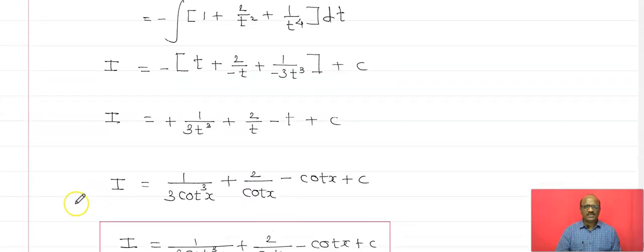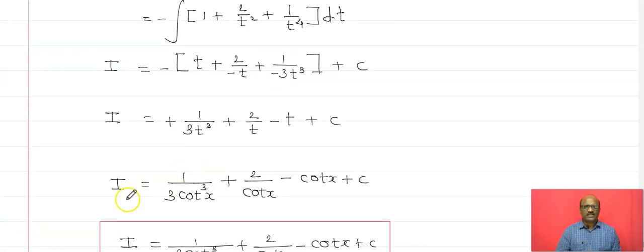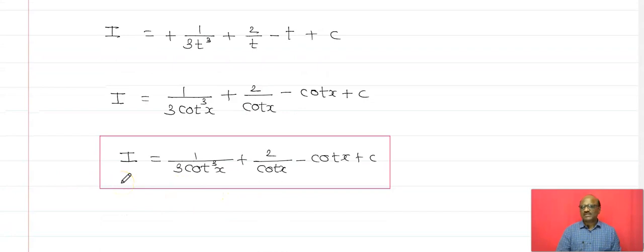And hence resubstitute the value of t. What is the value of t? That is t is cot x. Therefore the answer is I equals 1 upon 3 cot^3 x plus 2 upon cot x minus cot x plus c. And the final answer is I equals 1 upon 3 cot^3 x plus 2 upon cot x minus cot x plus c.